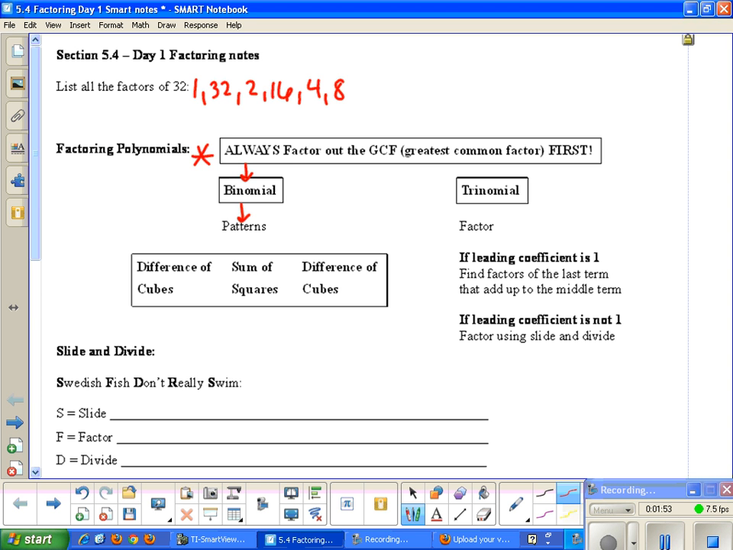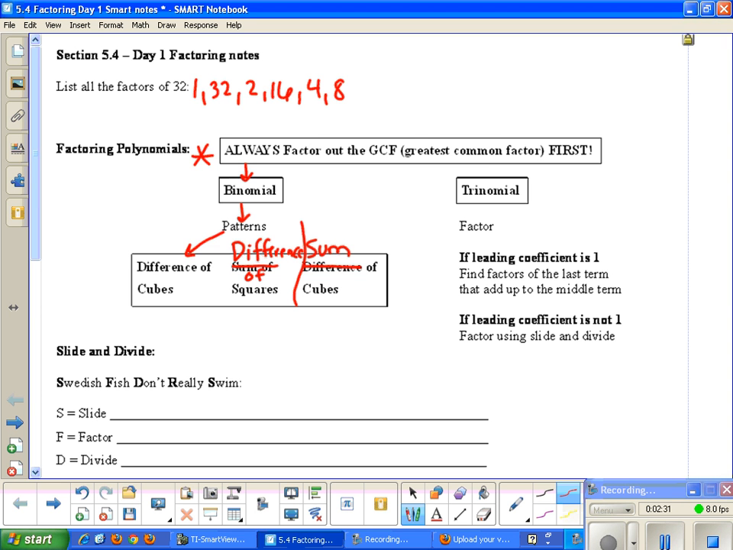Now, we're not going to really talk about these patterns today, but I'm just going to tell you what they are for right now. The patterns are difference of cubes, the sum of cubes, and the difference of squares. Sorry, I don't know why that got messed up there. But like I said, we're not going to really talk about that. So we're going to focus more on the other half of this.